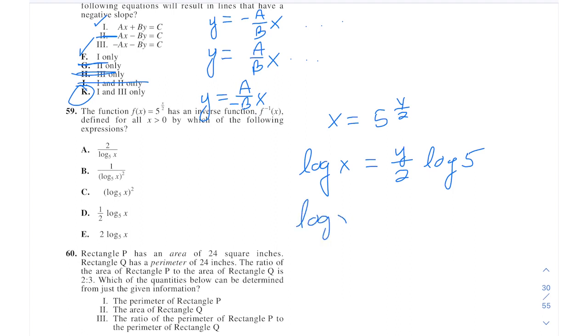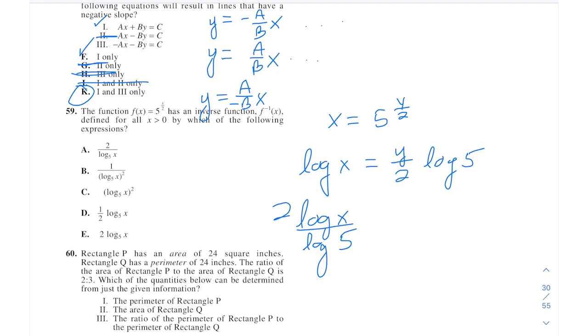So inverse functions, you're just switching your x and your y, so this would be x equals 5 to the y over 2. And it looks like they want us to mess with logs here, so take log of both sides. Log x equals log of 5 to the y over 2, which would be y over 2 times log 5. And then divide by log 5. Log x over log 5 equals y over 2, so y equals 2 log x over log 5.